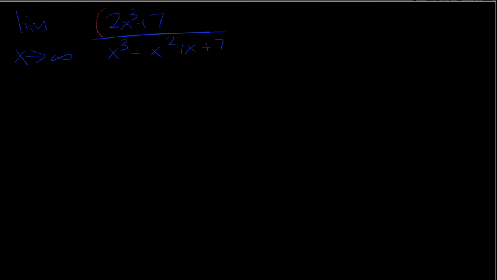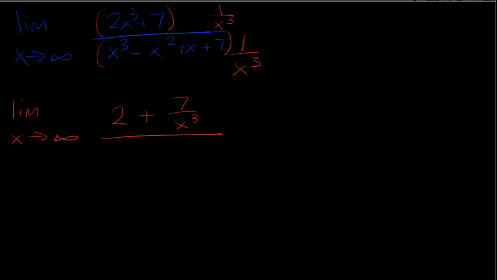So I'm going to divide top and bottom by x cubed, which is multiplying by 1 over x cubed. I'm going to rewrite this now, and then I'm going to distribute the 1 over x cubed. So it's 2x cubed times 1 over x cubed is 2. And we have 7 over x cubed. On the bottom, the x cubes will cancel. You get 1 minus 1 over x plus 1 over x squared plus 7 over x cubed.